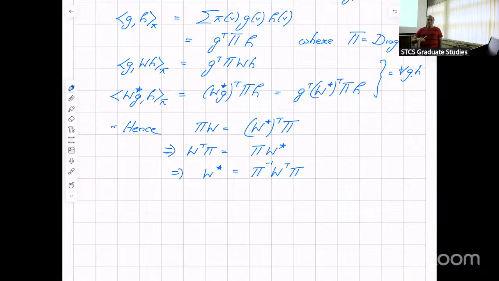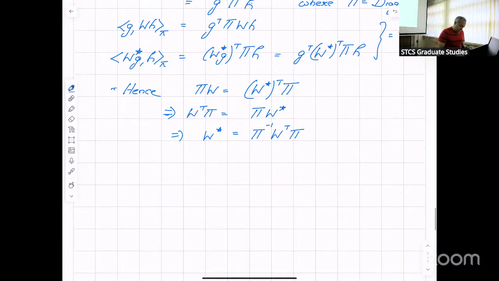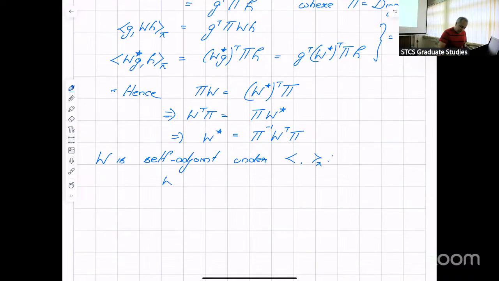Now, furthermore, if we want W to be self-adjoint under this inner product, then we must have the condition that W equals pi inverse W transpose pi, or equivalently, pi W should be equal to W transpose pi.